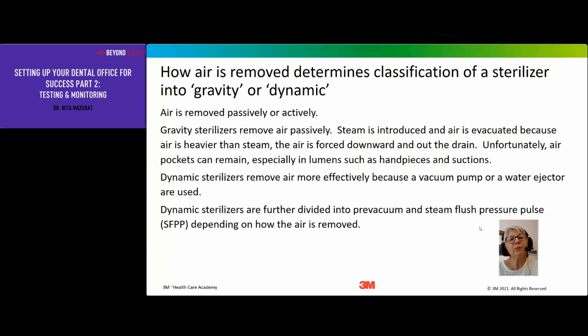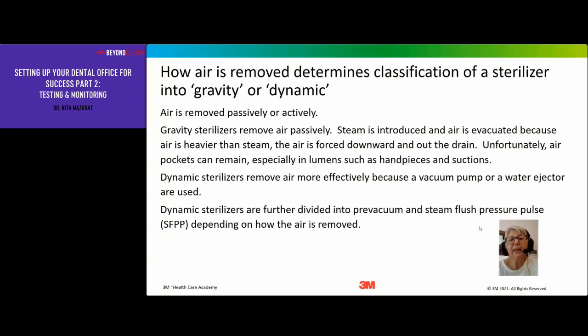Gravity sterilizers remove air passively. Steam is introduced, air is evacuated because air is heavier than steam. Air is forced downwards and out the drain. Unfortunately, air pockets, especially in a gravity sterilizer, can remain, especially in lumens, like handpieces, including dental hygiene handpieces and suctions.